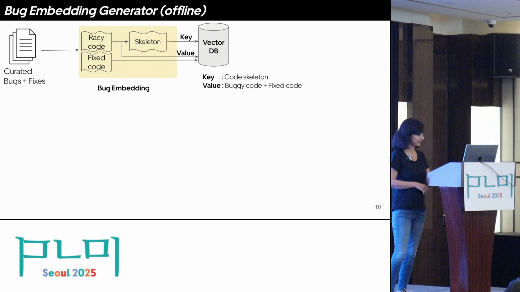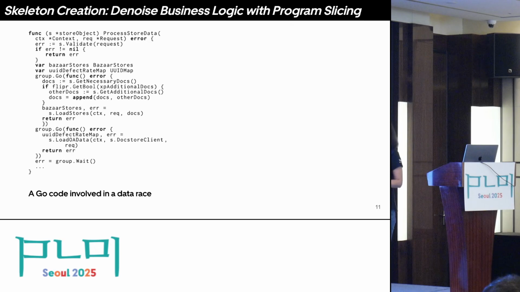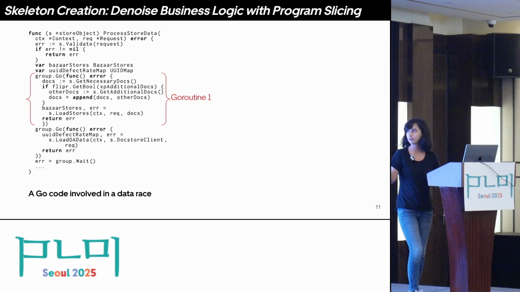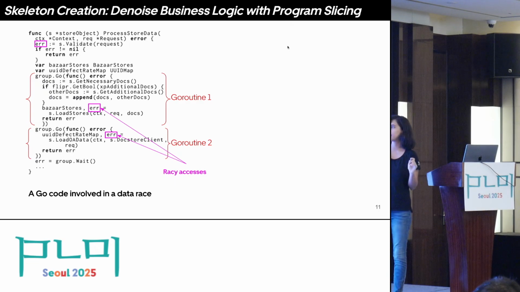So let me explain that to you with an example. So here again is a real-world Go program from the Uber codebase that was involved in a data race. So we have a Go routine here and another Go routine here, and there is this err variable that is shared between the Go routines and has a racy access.